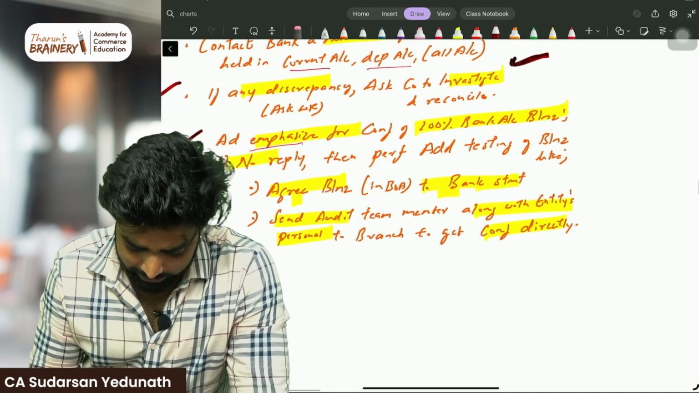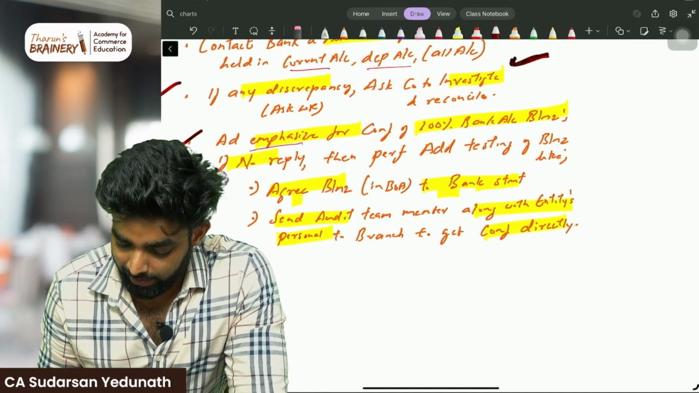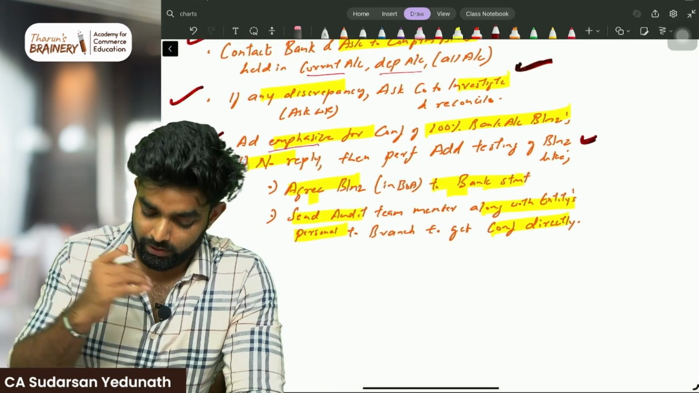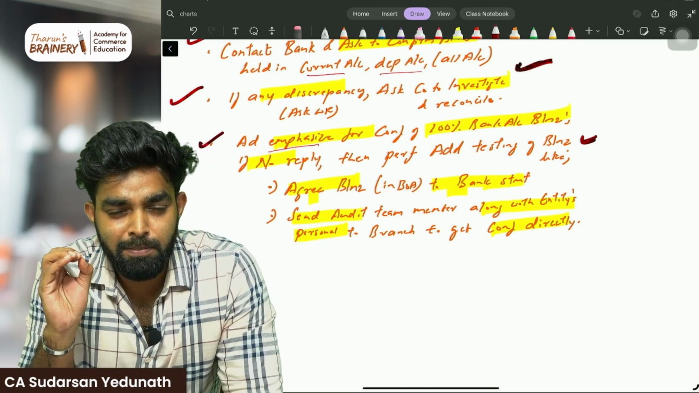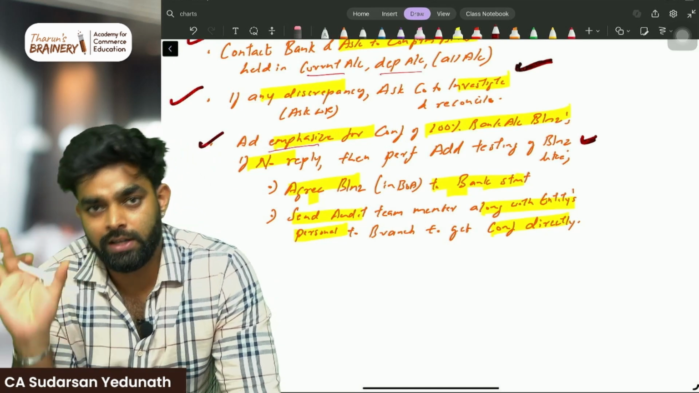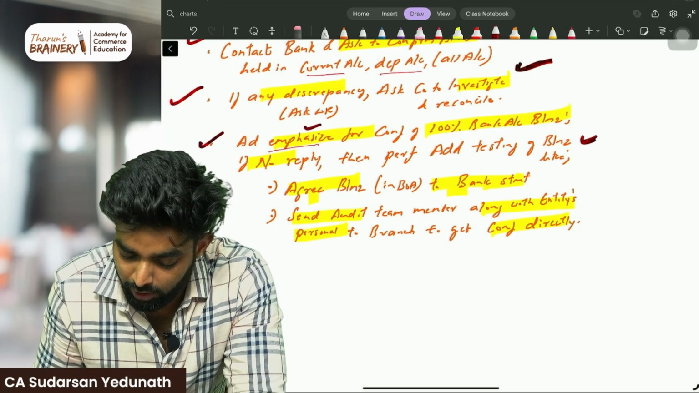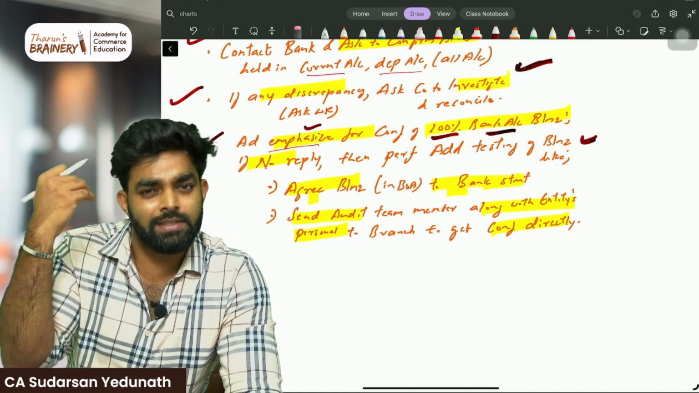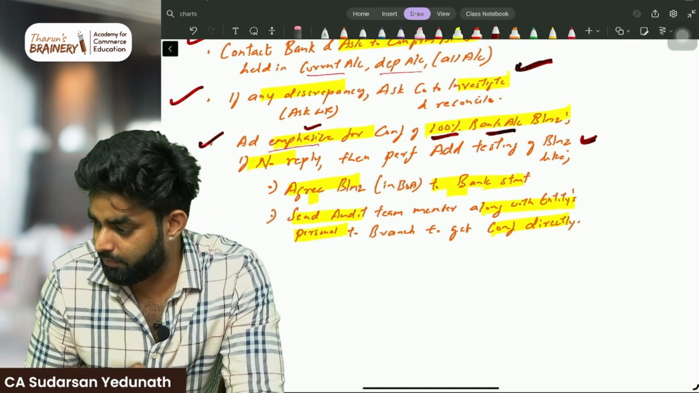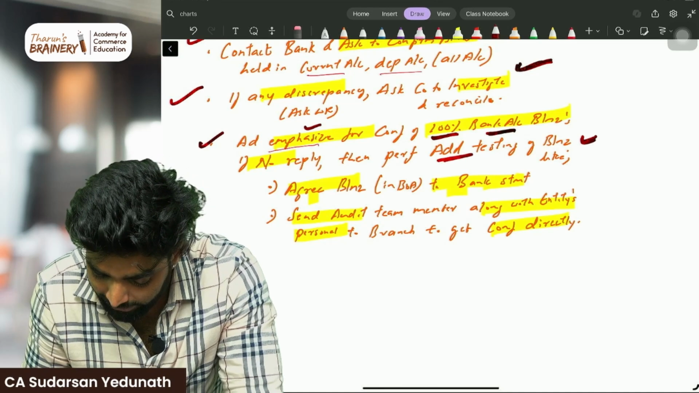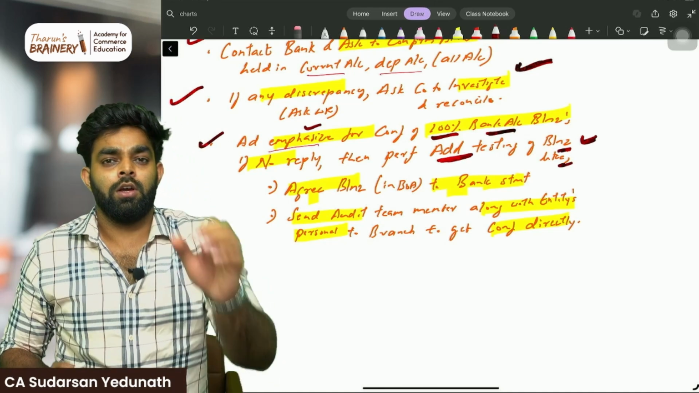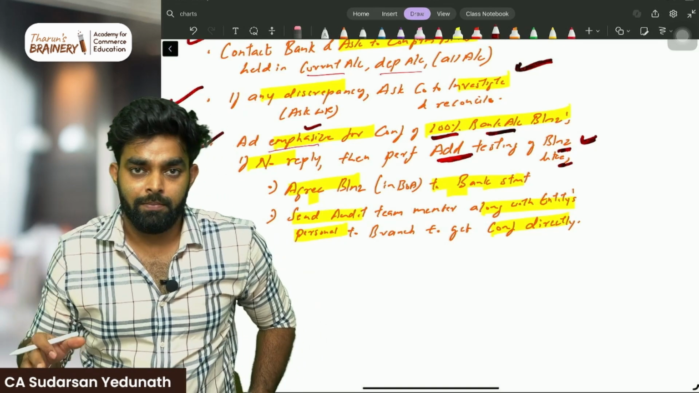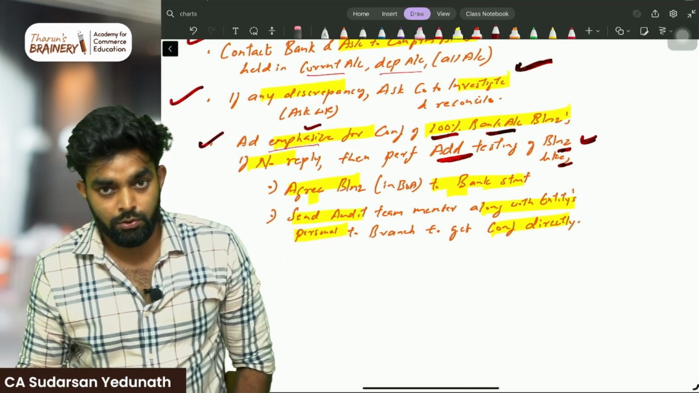Then the auditor should emphasize confirmation of 100% of bank balances. If no reply is received, then perform additional testing of balances. I'll tell you what it is. There are 10 banks. Make sure you get confirmation of all 10 balances. 100%, that is 10 bank accounts, you need confirmation. And if you don't receive any reply, then perform additional testing. Like if there are 10 account balances, you send confirmation to all 10, but only 7 banks replied and 3 of the banks did not reply. In that case, you need to do additional testing.